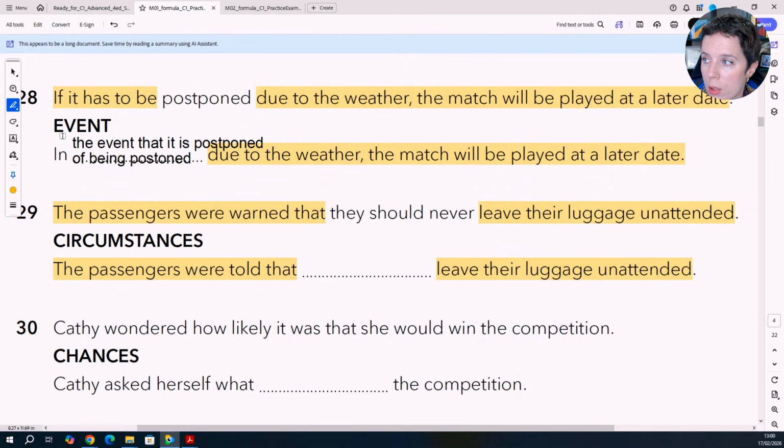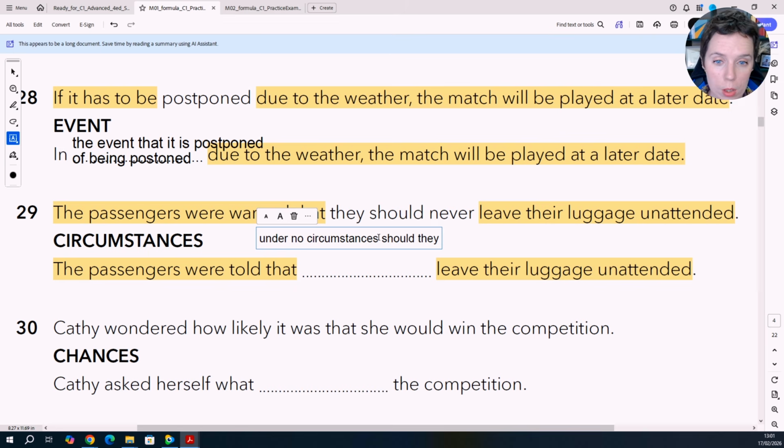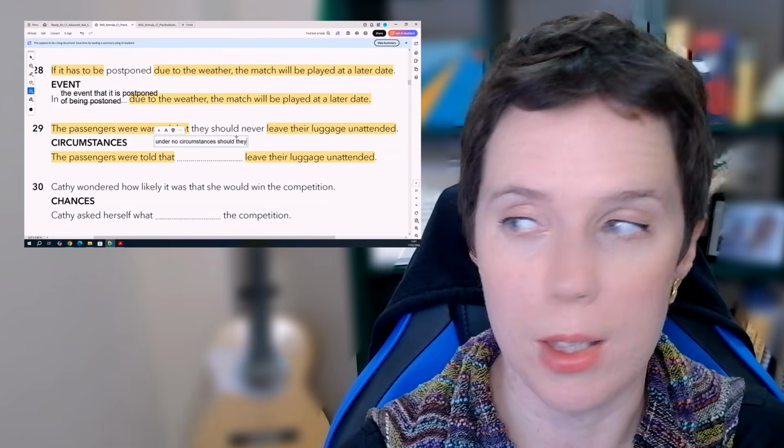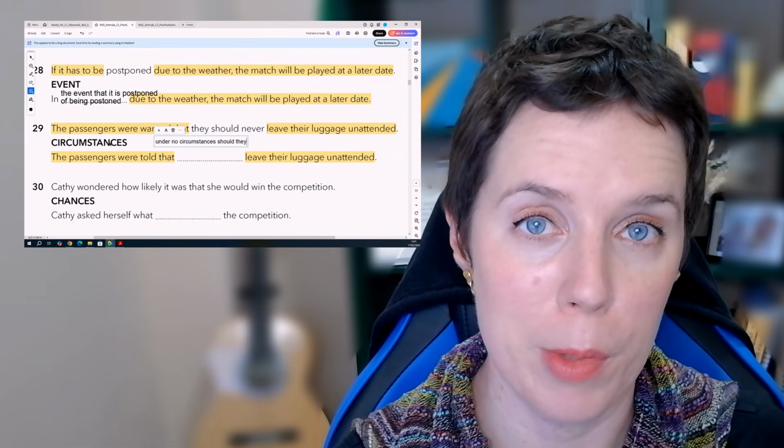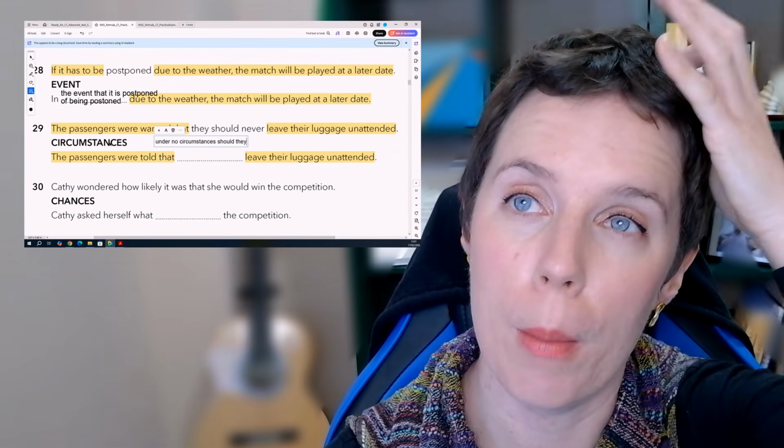Okay, so let's take a look. So we've got under no circumstances. Under no circumstances. And then, as I said, we need to invert our subject and our auxiliary verb, which is should. So should now needs to come before our subject, and then we need our subject. The passengers were told that under no circumstances should they leave their luggage unattended. Okay, so watch out for words like this that are part of negative adverbial phrases.